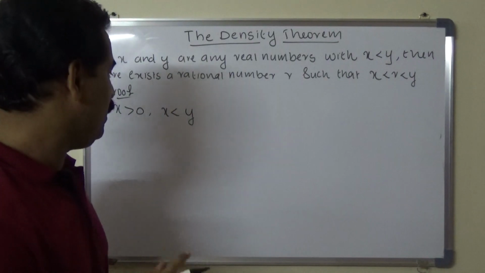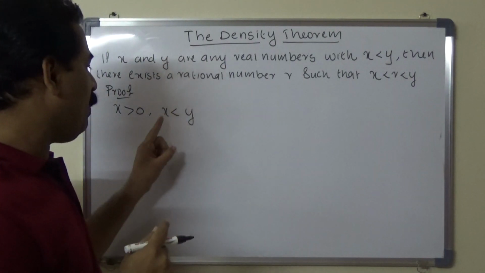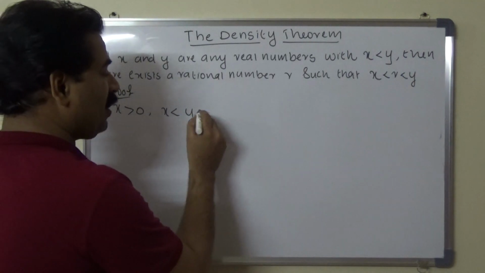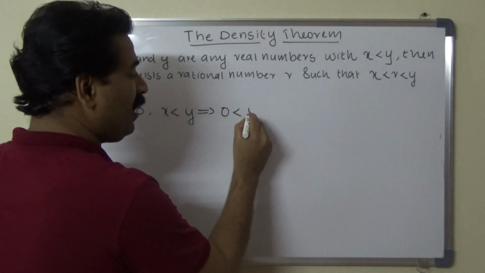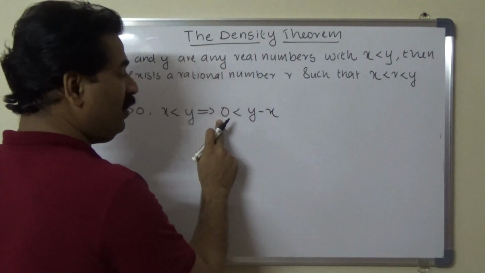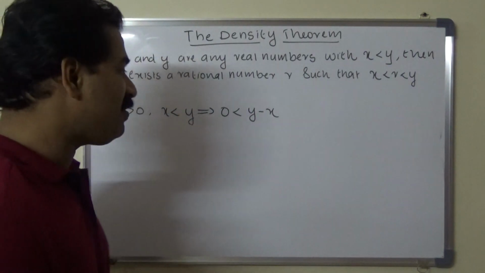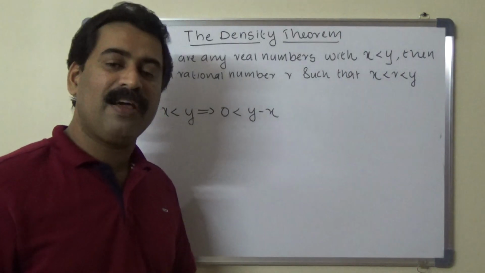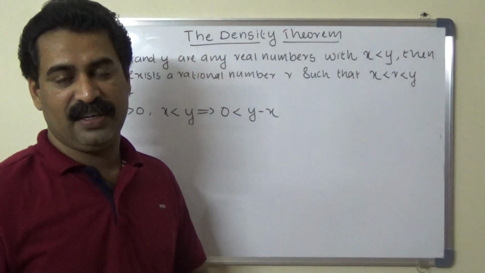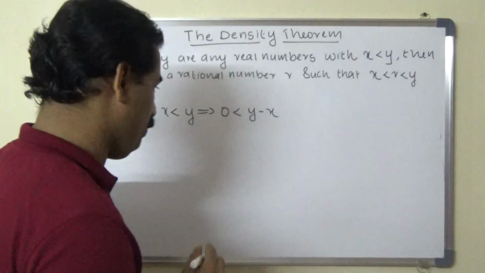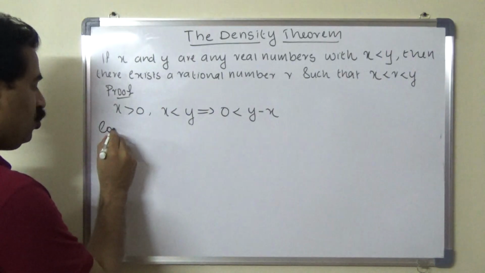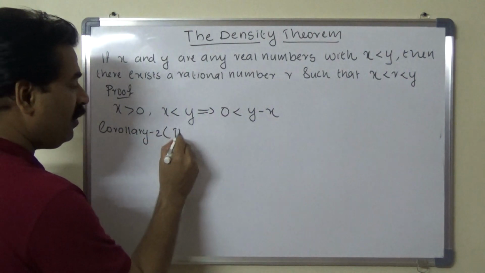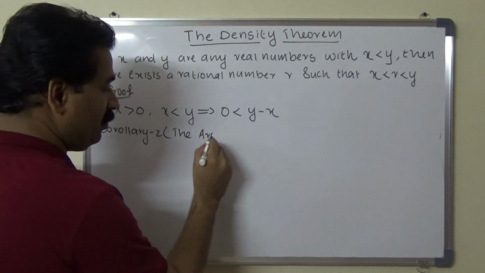Clear? Okay. First, subtracting x on both sides of this inequality, this becomes 0 is less than y minus x. That means y minus x is a positive real number. Clear? In this case, we will apply the second corollary of the Archimedean property.